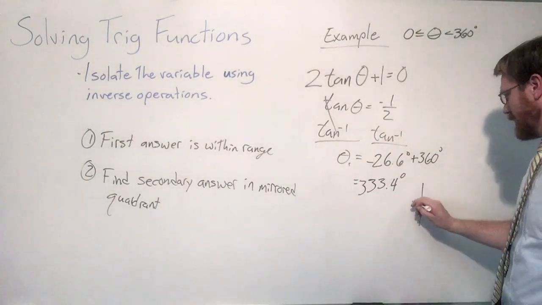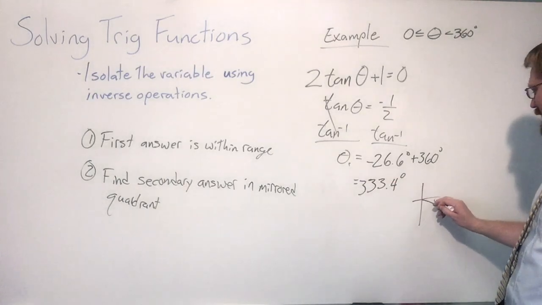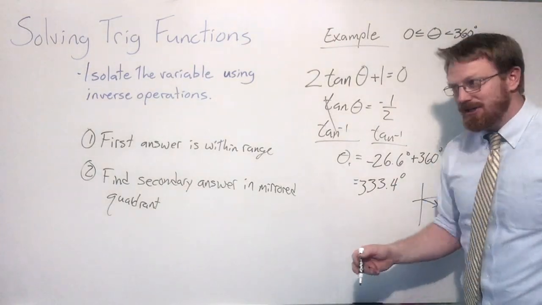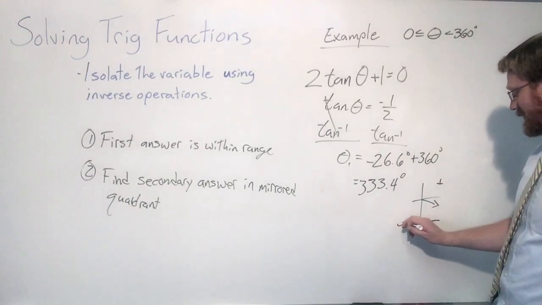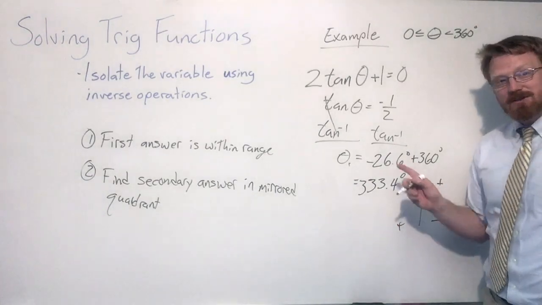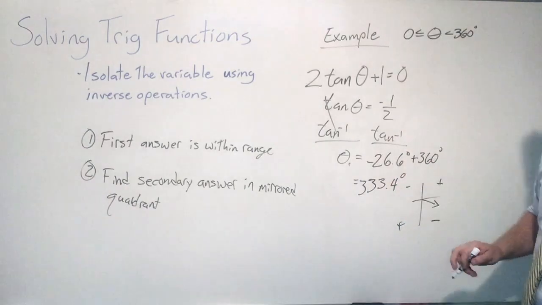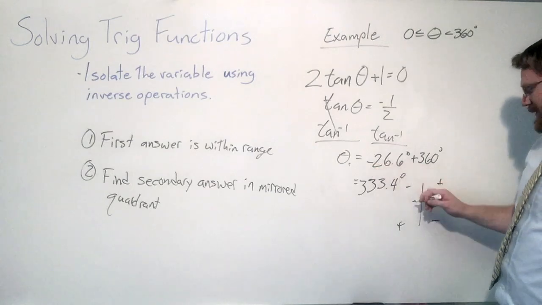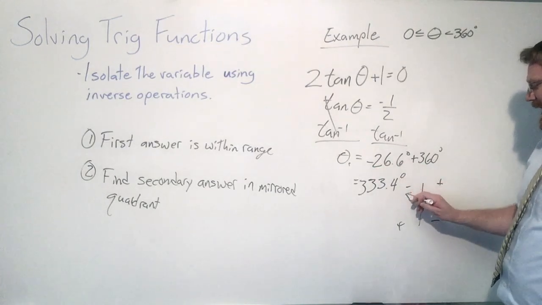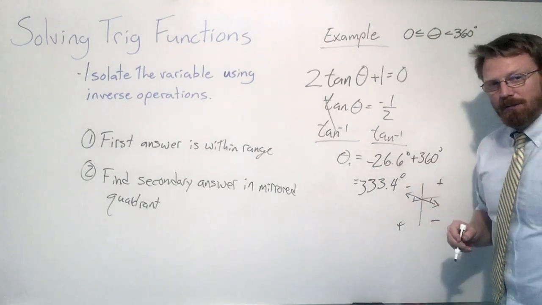And then I gotta go hunting for that secondary one, for tangents. So, okay, where is 333? Oh, that's somewhere down here. Tangent is negative down here, positive in the first and fourth, and so the other quadrant I'm fishing out of is going to be the second in this case. So I got to make sure, how far away am I from that axis? 26.6, and I got to make sure I go that far into the matching quadrant.